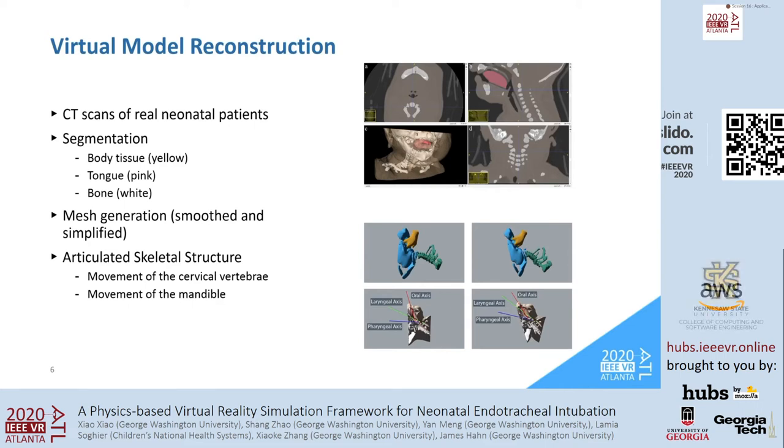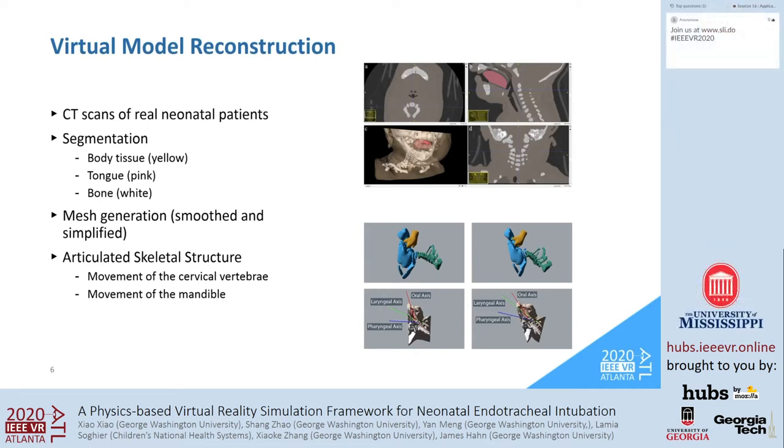In order to simulate the motion of patient's head and mandible, an articulated skeletal structure was developed. The oral, laryngeal, and pharyngeal axes are superimposed on the model to help the user get the optimal head position before the procedure.